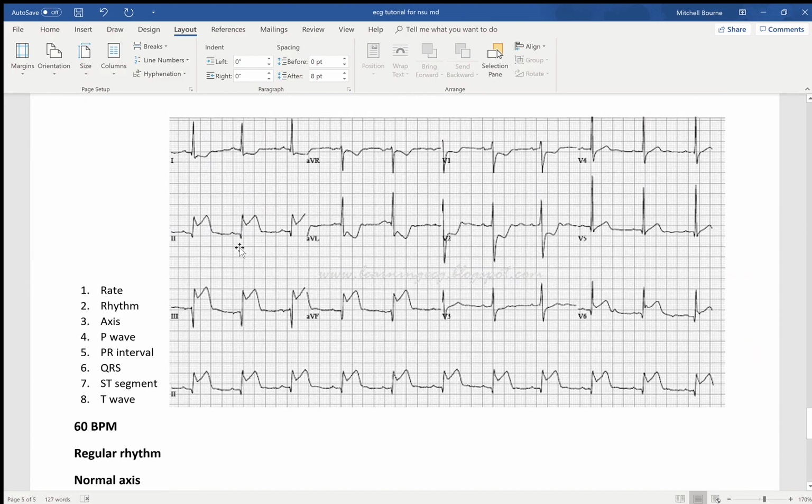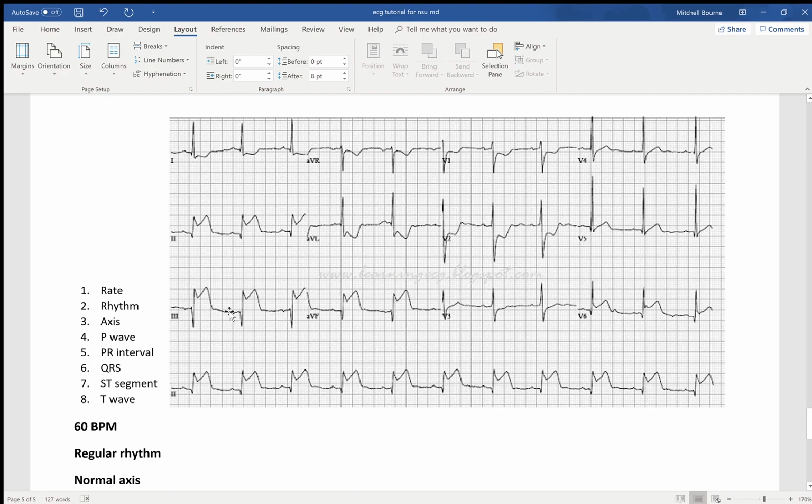2, 3, AVF, inferior. V1, V2, let's start over, SALI. V1, V2, septal portion of the heart. V3, V4, anterior portion of the heart. V5, V6, lateral. 1, AVL, high lateral. 2, 3, AVF, inferior. So we have ST elevation, pretty massive ST elevation, in 2, 3, and AVF.